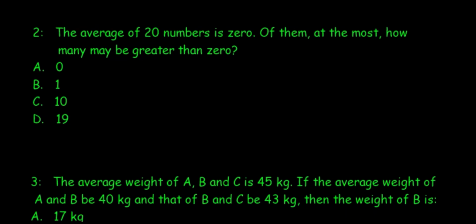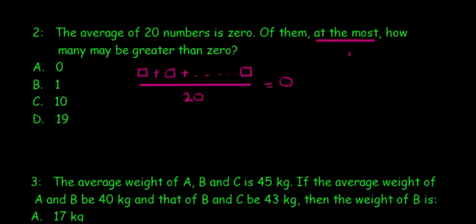The average of 20 numbers is 0. So now this time around what they're doing is they're adding up 20 numbers, and the average of them they're specifying as 0. So the total divided by 20 is 0. Of them, at the most, which is at the maximum value, how many may be greater than 0? So they want positive numbers. They're saying at the most, how many positive numbers could we have had?